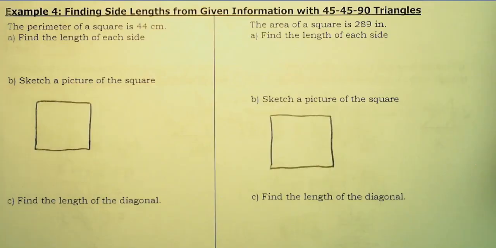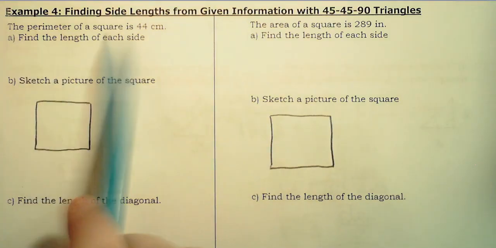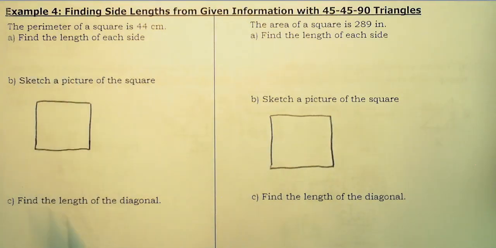Okay, this last example has got 2 questions about squares, but approaching from 2 different ways. And they're going to ask you to sketch a picture, so forgive me, my squares are kind of rough looking there. But we're going to do the question on the left side first. So this is the perimeter of a square is 44. Find the length of each side.